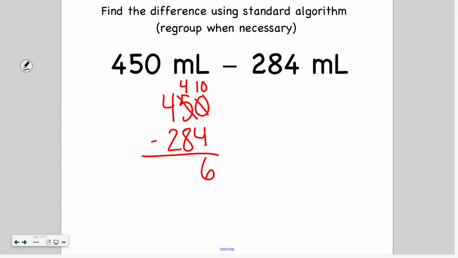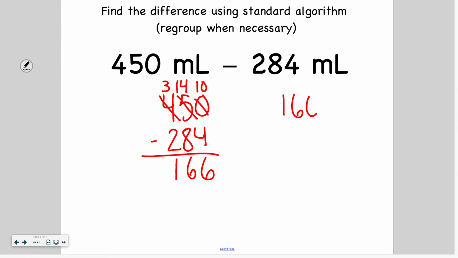Now 4 minus 8 in the tens place. Can I do that? No, I can't, so what are we going to do? Good, we're going to regroup, so let's go ahead and regroup. The hundreds place, we're going to have 3 hundreds now. We're going to give 100 to the tens place. So 100 is 10 tens. So if I add 10 tens to these 4 tens, that'll give me 14 tens. So I have 14 in the tens place. 14 minus 8 is 6. And 3 minus 2 is 1. So let's go ahead and double check this.